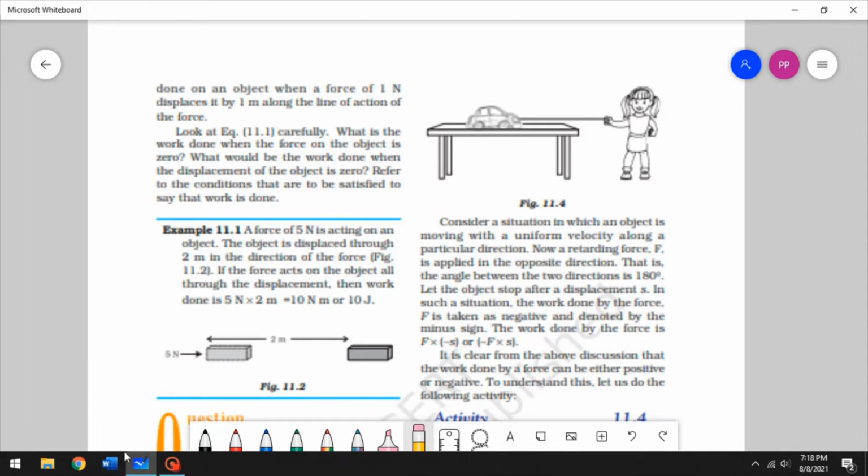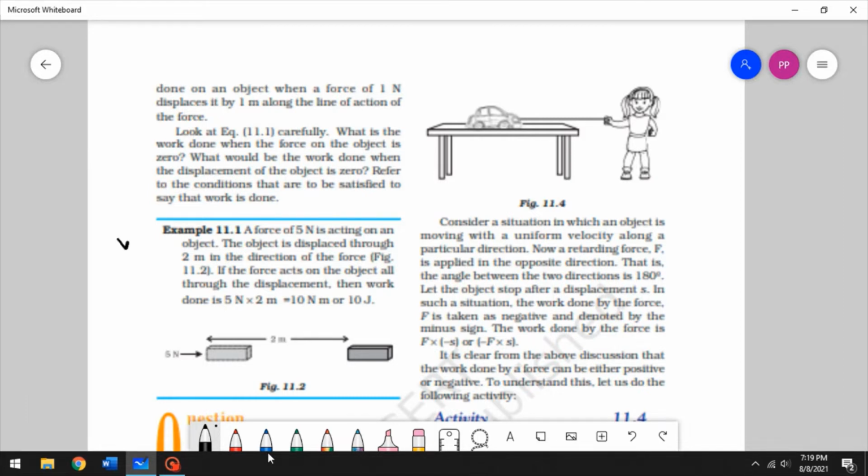There is no point in the object just moving without you applying force. There is no point in you applying force without the object moving. In both cases, work done would be 0 joules because both situations need to be equally satisfied.